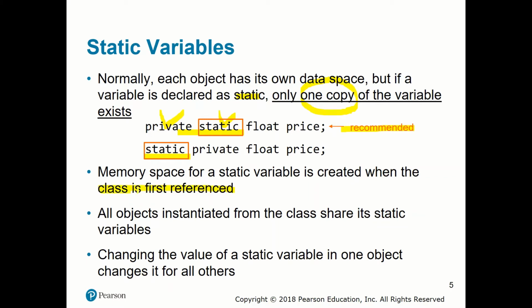What does this mean? This means that even if we don't create an object, the static variable exists in memory. All objects instantiated from the class share its static variables. Changing the value of a static variable in one object changes it for all others. I will show you an example, then you will understand what these three mean.